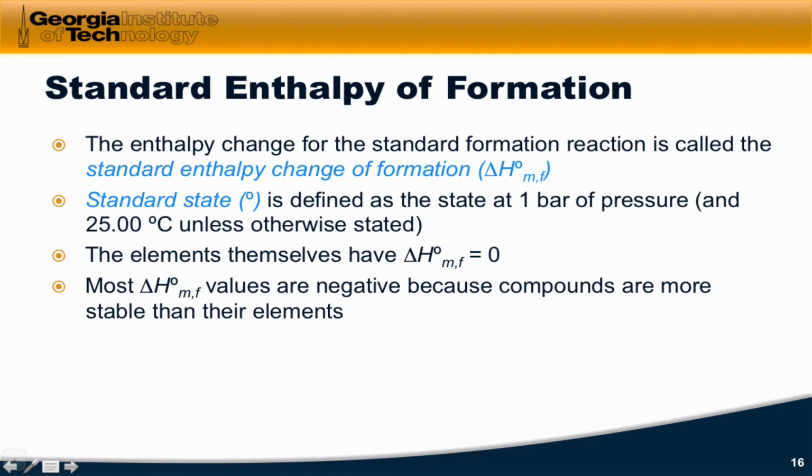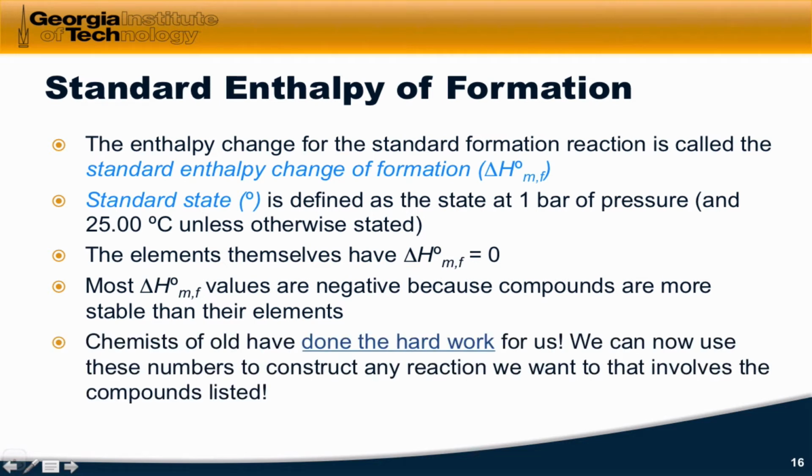Most enthalpies of formation are negative because compounds tend to be more stable than their elements. And if you look in a table, you'll see that this is the case. The nice thing about enthalpy changes of formation is that chemists of old have done the hard work for us. There are tables upon tables, and if you visit the link right here, you'll see on Wikipedia a table of many, many, many enthalpies of formation that are known.